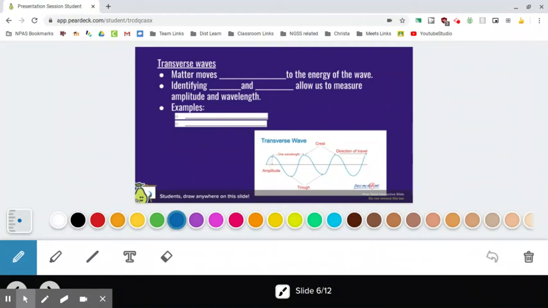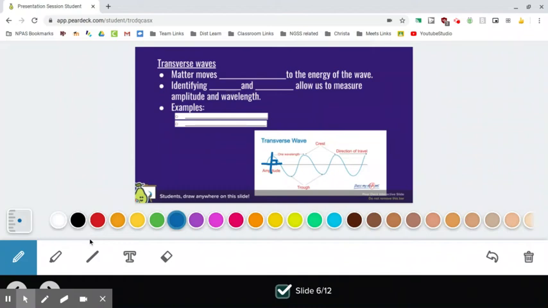Transverse waves, here's the definition or supporting facts about it. The definition of transverse waves kind of grabs all of this and puts this together. Matter moves perpendicular to the energy of the wave. That means that matter is moving up and down, whereas the energy would be moving left and right. And that difference would be creating, if we see this versus if we see this, that difference would be creating that right angle. So the matter is bobbing up and down, the energy is going left to right.